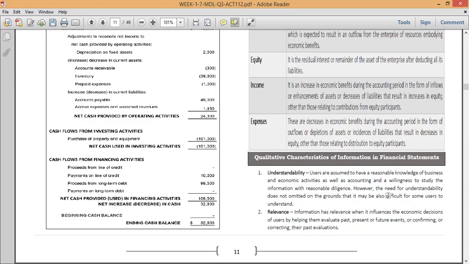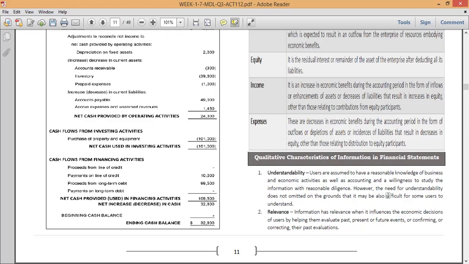Okay? Then, relevance. So, pag sinabi bang relevance, ano ba yung ibig sabihin ng relevance? So, information has relevance when it influences the economic decisions of users by helping them evaluate the past, present, or future events, or confirming or correcting their past evaluations. So, 'di ba? Yung point dito is yung makakatulong ba siya sa pag-solve ng possible problem. So, yun po yun.